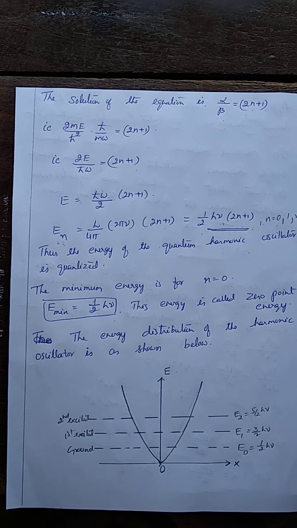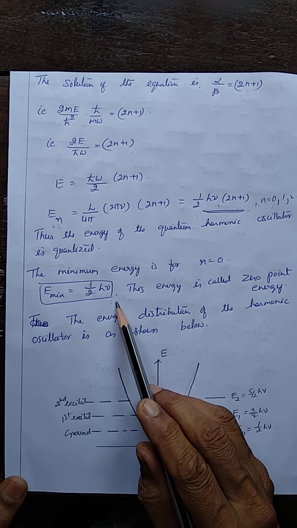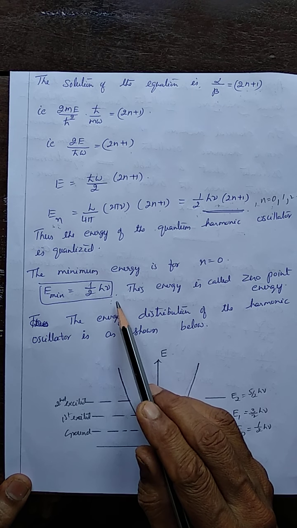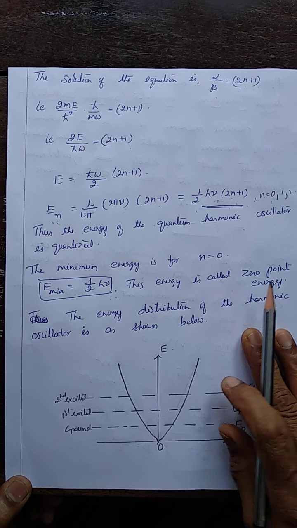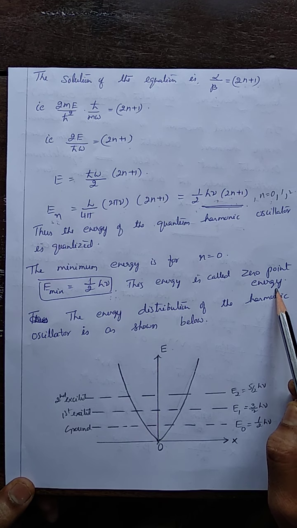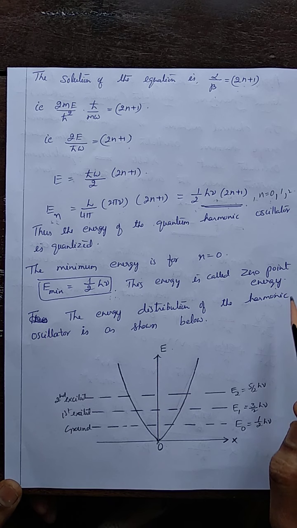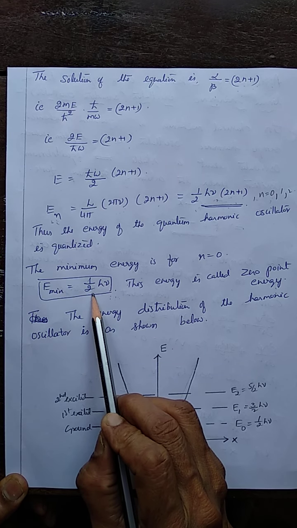So energy is not 0 at minimum, and this is the energy of the harmonic oscillator when it is in the ground state. And this energy is called zero point energy. The energy of the harmonic oscillator when it is in the ground state is called zero point energy. So as temperature approaches absolute zero, the energy of the quantum harmonic oscillator does not become 0. It won't approach 0. It possesses the minimum value half h nu.